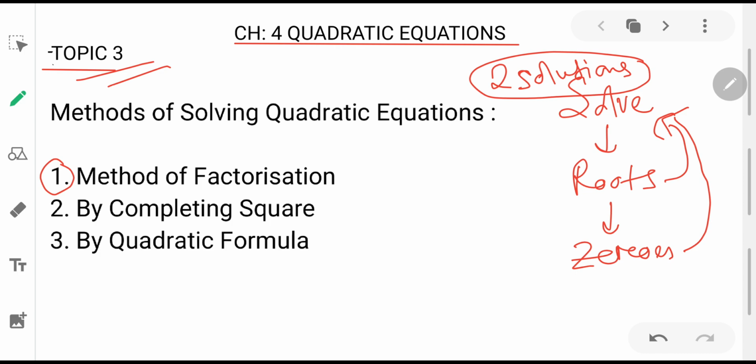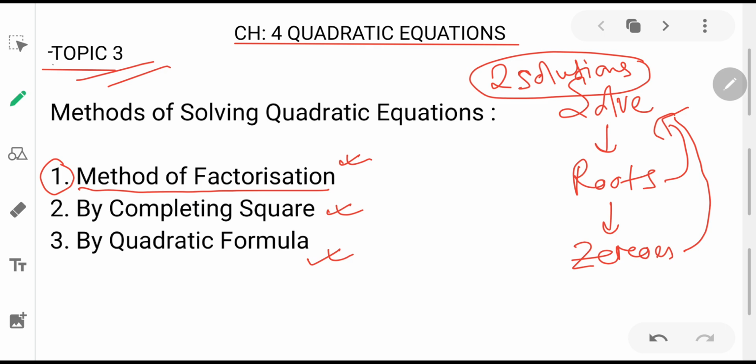Now, there are three methods in which you can solve quadratic equations. The first method is the method of factorization, the second method is the method of completing squares, and the third method is using the quadratic formula. Our topic of discussion today is the method of factorization.